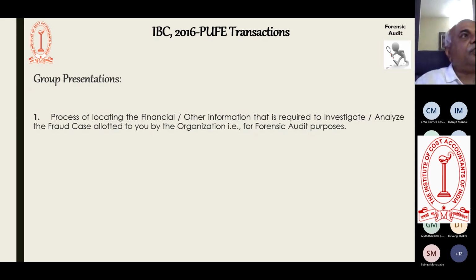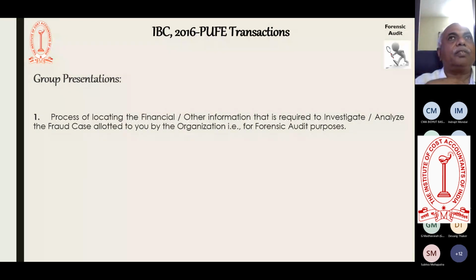And how to allocate this process to X or Y, your team members, particularly your assistants, and which area I have to train them in, and which books or information they have to access. This is the process of locating financial or other information required to investigate and analyze the fraud case allocated to you by the organization. That is the forensic audit purpose. If you don't know about the process, if you don't know about the objective, how to achieve the goal?